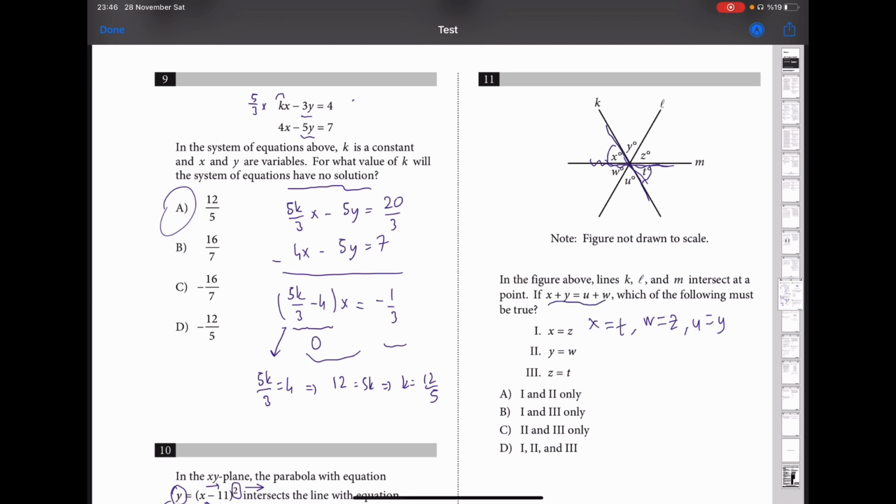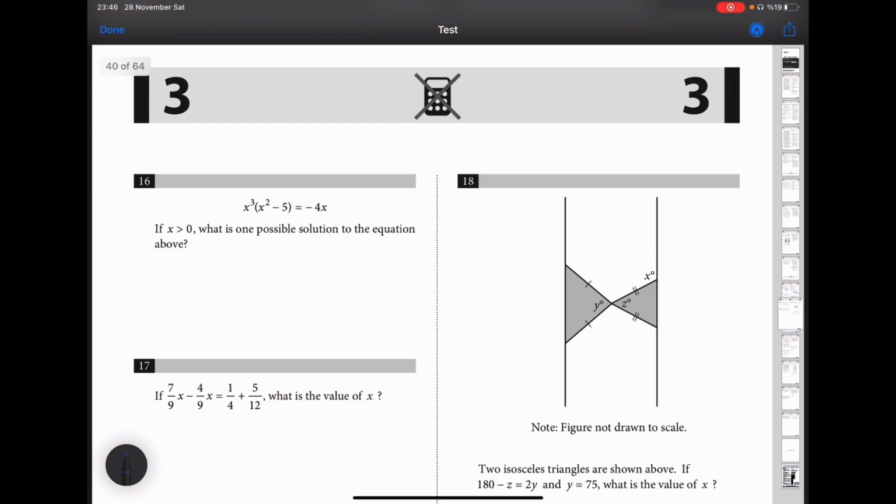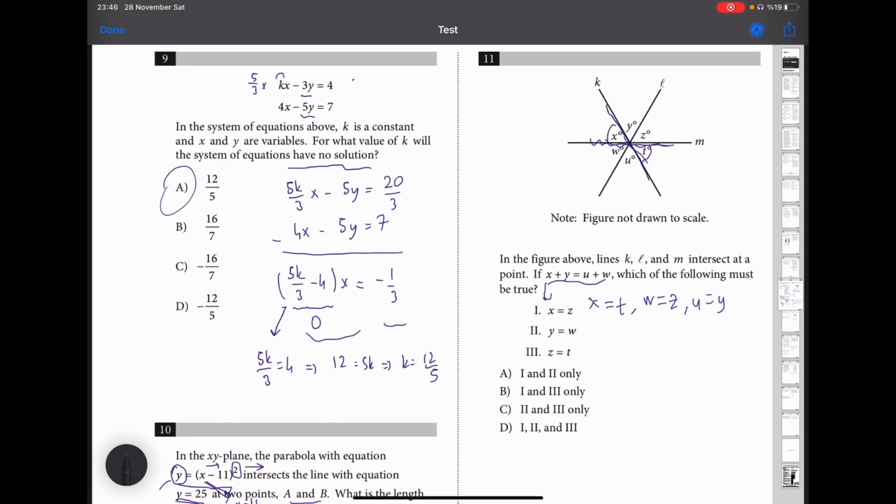So by using these equations, I will make comments about these options, right? First option, x equals z. So let's try it. x equals z, right? x plus y equals u plus w. Let's write z in place of w. It turns out x plus y equals u plus z. So to be able to obtain x equals z, y must equal u, right? And indeed, from the graph, I obtained this information. So the first option is correct.